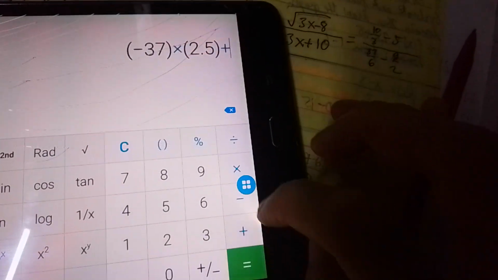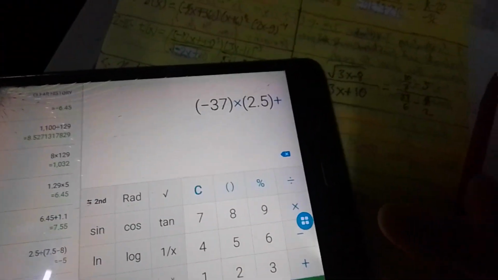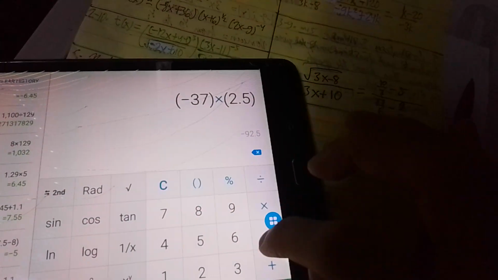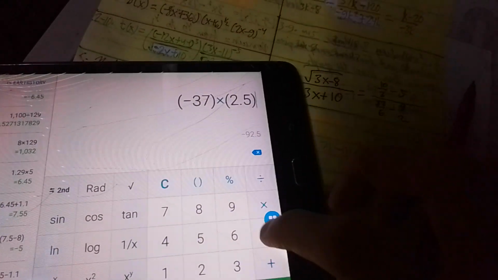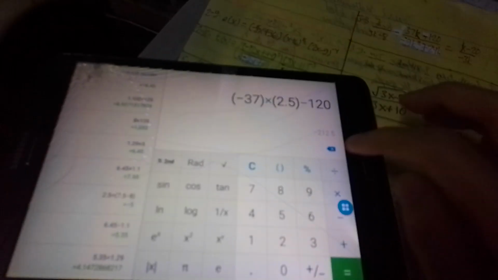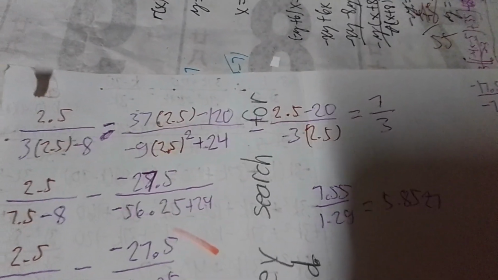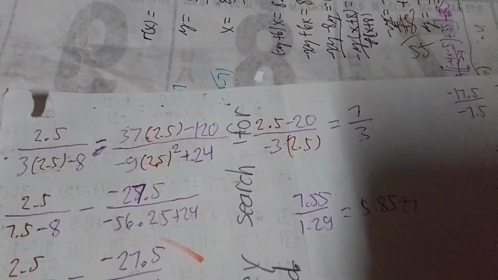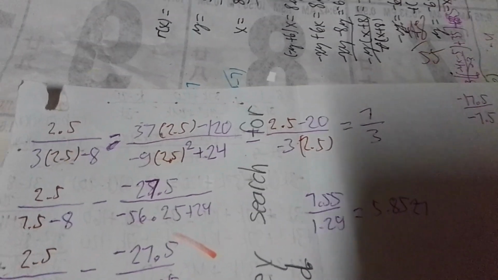So, this is it. Negative 37 times 2.5. We should get this answer. Then minus 120. We're supposed to get that answer. But it's plus, because I distributed everything in the group. So that's why we're supposed to get 27.5. That should be the answer.